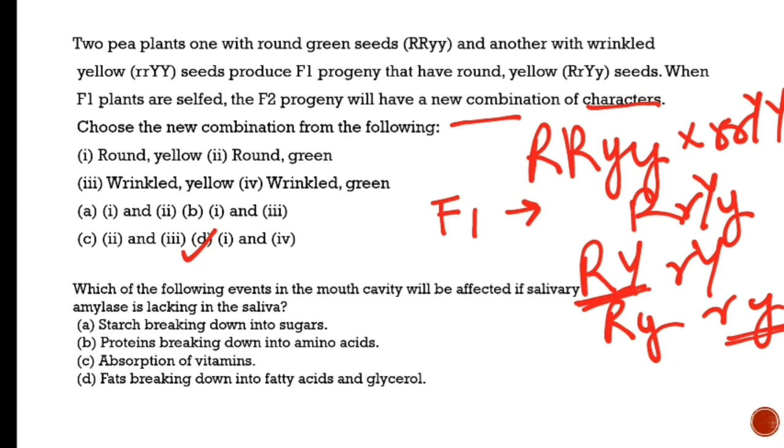Which of the following events in the mouth cavity will be affected if salivary amylase is lacking in the saliva? Starch breakdown into sugar, protein breakdown into amino acids, absorption of vitamins, fats breaking down into fatty acids and glycerol. So as you all know, salivary amylase, also known as ptyalin, is helpful in the conversion of starch into simple sugar, right? So here, without any doubt, the first option will be the right option. All right? Okay.